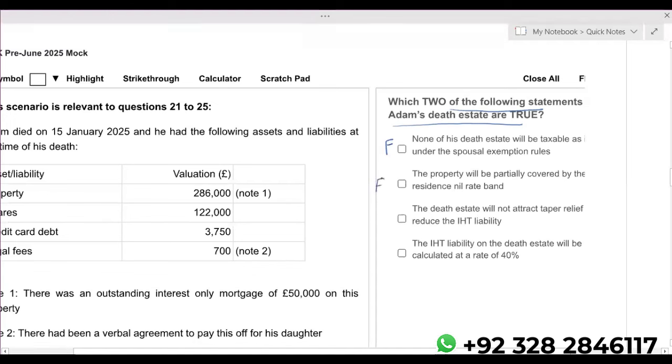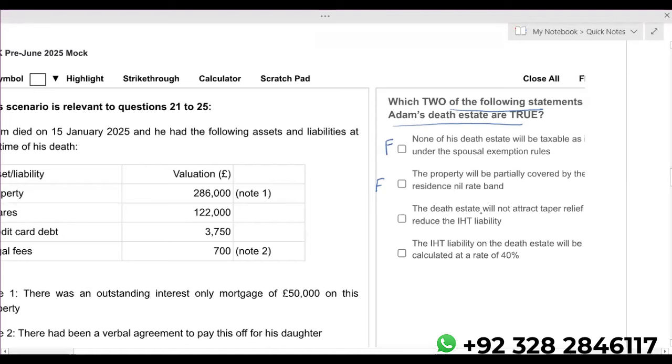The property will be partially covered by the residence nil band. No. Actually, the issue of residence nil band only arises when the deceased person has left the main residence for direct descendants. Who comes in direct descendants? Children and grandchildren. Girlfriend does not come in direct descendants. So you will not be getting any residence nil band here. Residence nil band is only available when main residence in the death estate is left for direct descendants.